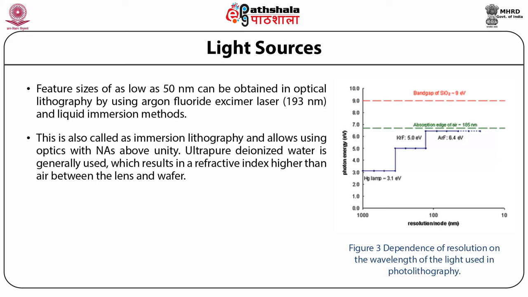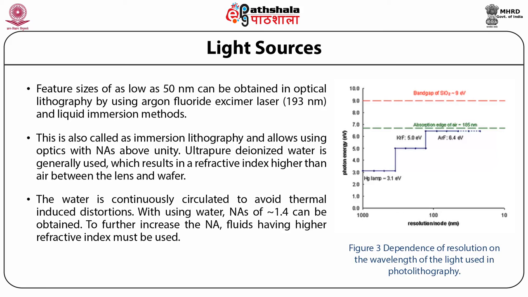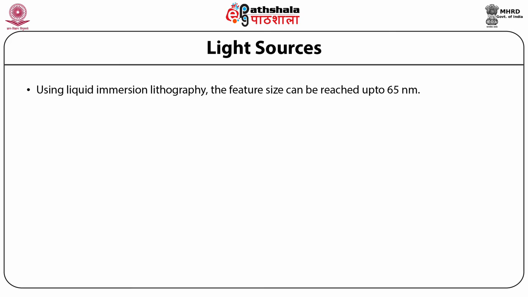Ultra-pure deionized water is generally used, which results in a refractive index higher than air between the lens and the wafer. The water is continuously circulated to avoid thermal-induced distortions. While using water, an NA of 1.4 can be obtained. To further increase the numerical aperture, fluids having higher refractive index must be used. Using liquid immersion lithography, the feature size can reach up to 65 nanometers.